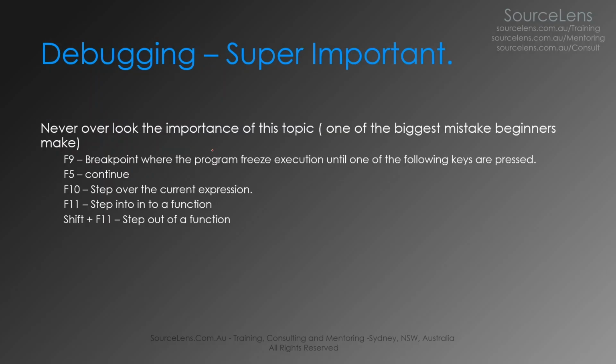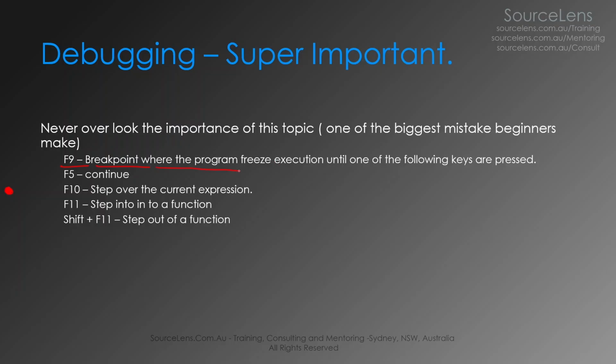Now, one of the things I would like to show you is the debugging part. Most of the things we have already seen. F9, we have seen the breakpoint, the red dot which came right here, is where the program freezes. The program freezes the execution until one of the following keys are pressed.